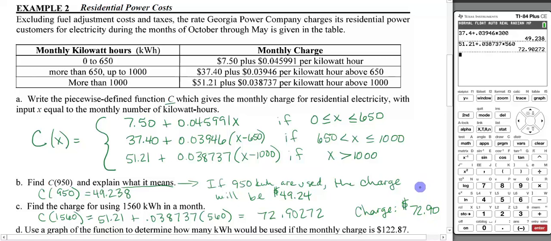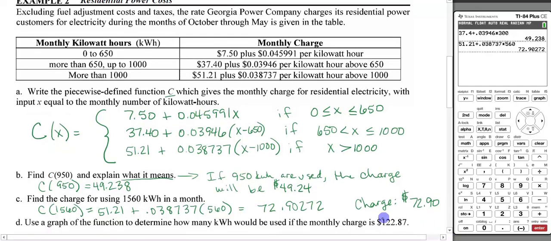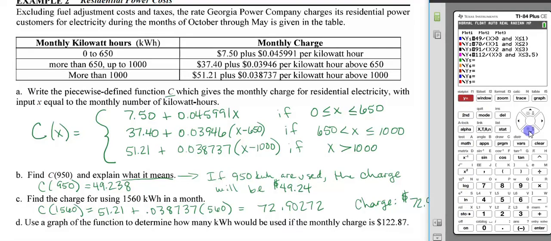All right. We want to use a graph of the function to determine how many kilowatt hours would be used if the monthly charge is $122.87. So we can do that. Let's go ahead and clear out our functions that we had before. We can put this in: 7.5 plus 0.045991x, and then our condition we put again in two pieces.